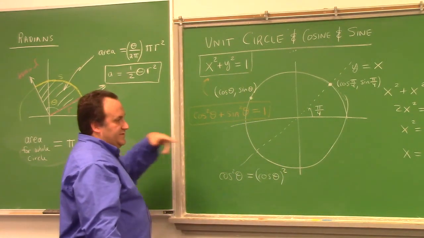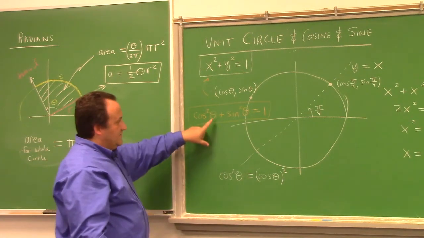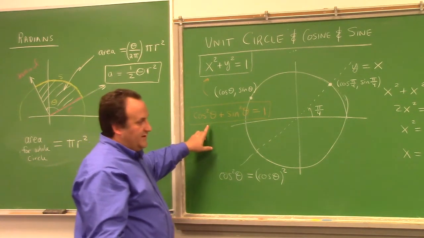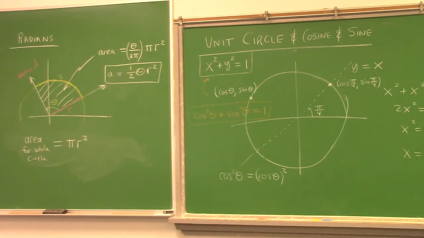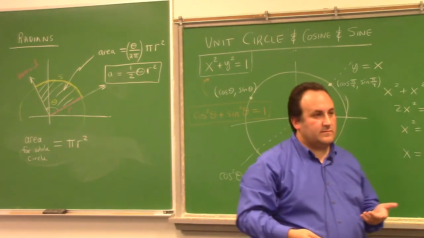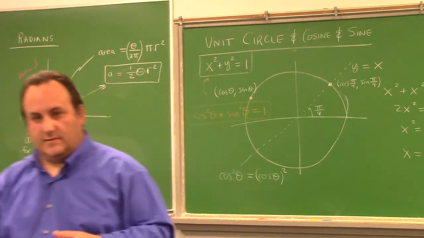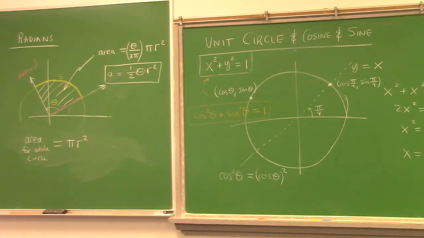And once you know that, you can use this to figure out what sine is, right? If you know cosine, what's sine? So if cosine squared theta plus sine squared theta is equal to 1, then sine squared theta is equal to 1 minus cosine squared theta, right? And we can take the square root of both sides. But remember, when we take a square root like that, we have to allow for plus or minus.